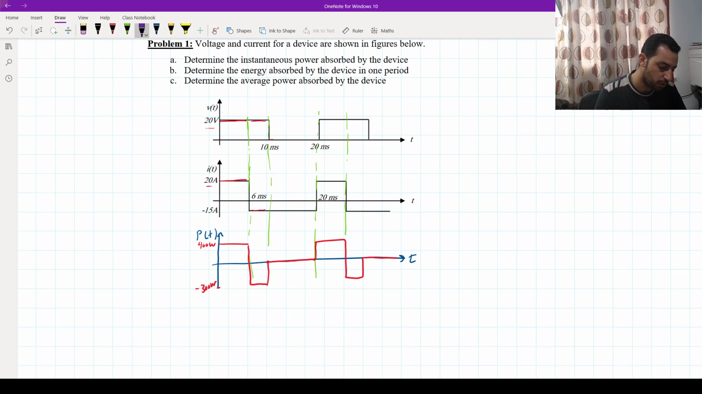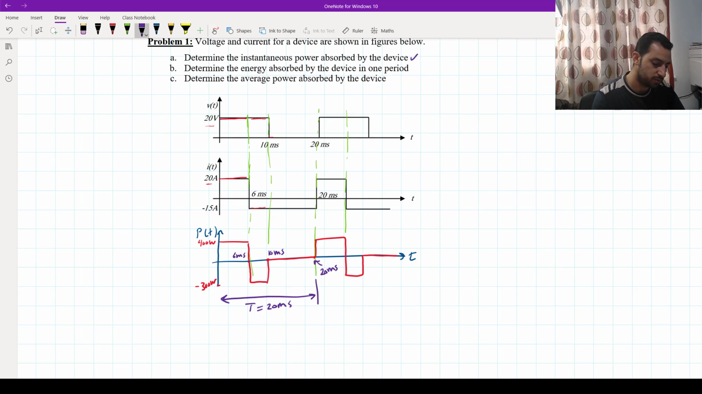So the duration in this question, I think you will agree with me, is T equal to 20 millisecond, which is this point, right? And this point is 10 millisecond, and this point is 6 millisecond, right? That's the instantaneous power.